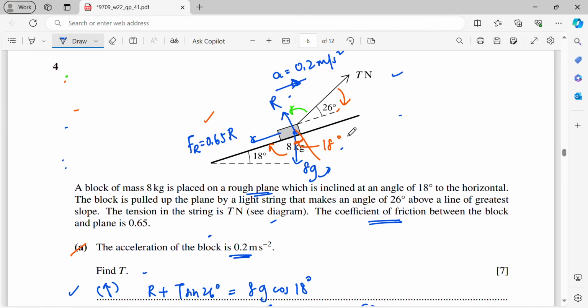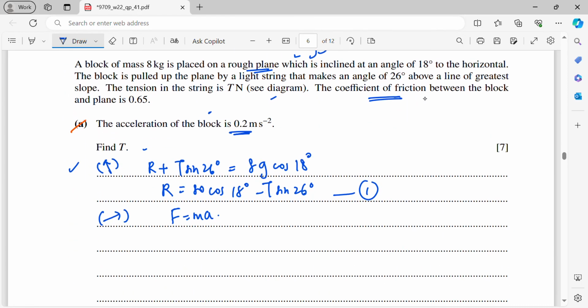The forces pointing upwards and along the plane will be considered as positive. Therefore I will get T cos 26 degrees as positive, and this FR will be negative, and this weight will be negative because they are in the opposite direction of the tension. So now here I will write T cos 26 degrees minus the total of the other two forces. So the frictional force is 0.65 R, and then the weight is 8g sine 18 degrees.